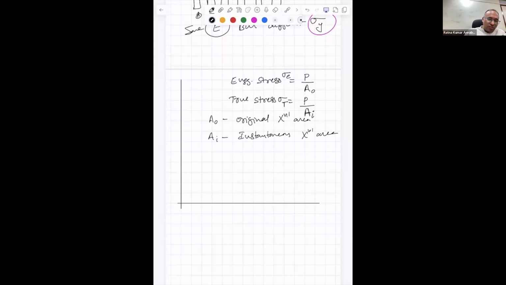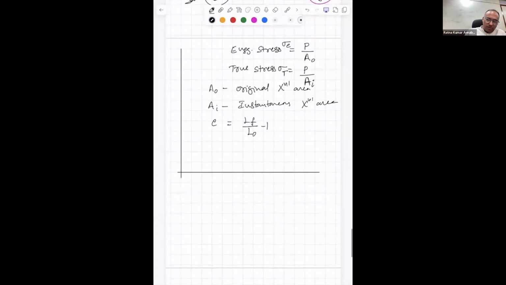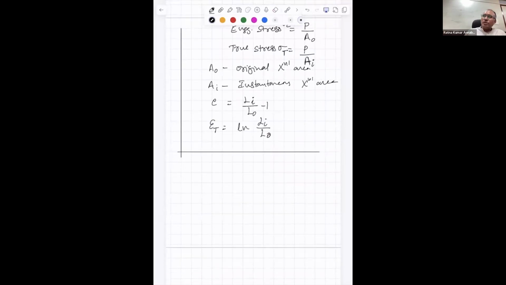Now, we also have defined engineering strain as Lf by L0 minus 1, correct? Final length over my original length. And true strain is given by natural log of Li by L0, where Li is the instantaneous, or the current, length. Right?